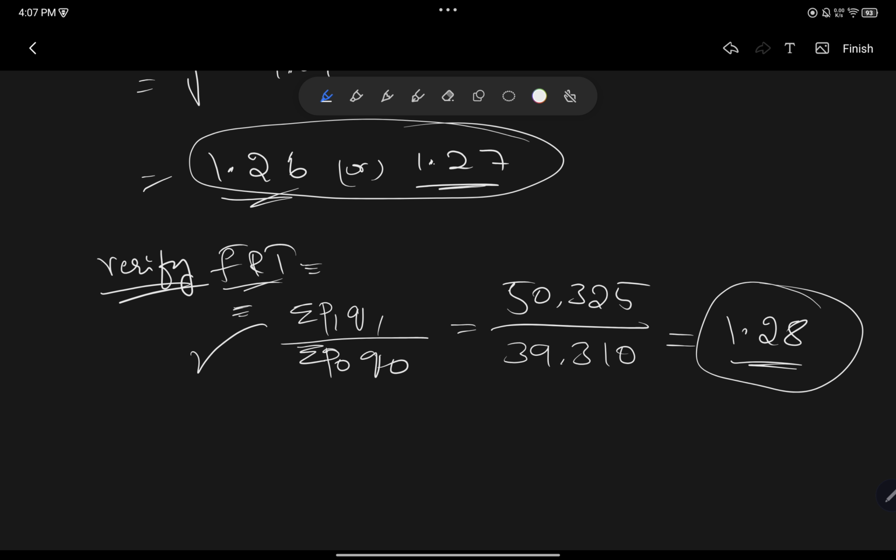So this is the Fisher's ideal index question which they have asked in your previous year question paper. I hope that you have understood it. Solve more and more questions on this, because this is a 15 marks question, a direct question. There are no more confusions. They ask the question in this same way in the examination.